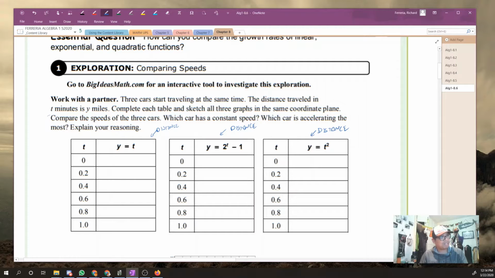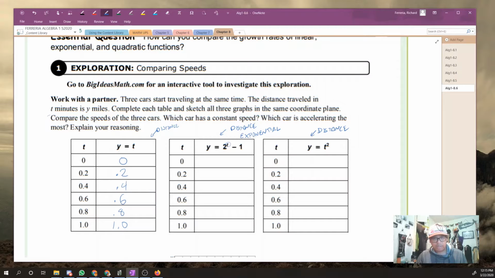This first one's pretty easy. y equals t, so if t is 0, y is also 0. If t is 0.2, 0.4, 0.6, 0.8, and 1.0, y takes the same values. Now the second one, y equals 2 to the power of t minus 1, we call this an exponential function. I can tell it's an exponential function because the independent variable t is appearing as an exponent. If the independent variable is an exponent, you're looking at an exponential function. That's why they get their name.